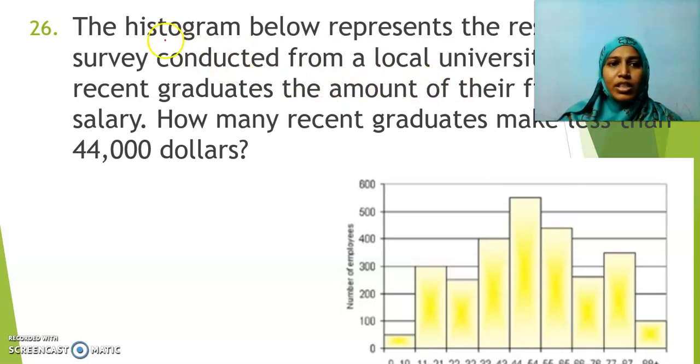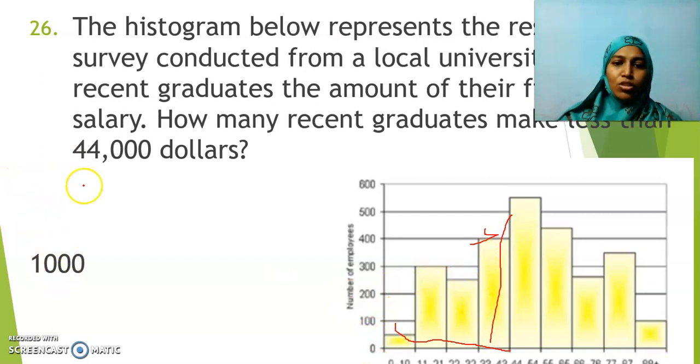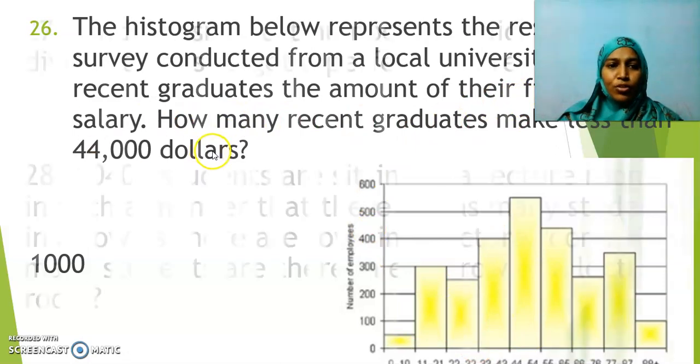Okay. Now the next question is, the histogram below represents the result of a survey conducted from a local university asking recent graduates the amount of their first year salary. How many recent graduates make less than $44,000? This is salary, and here 44,000. Less than 44 is from here to here. This fully, isn't it, up to this? So 400. Then this 250. This 300. Then again 50. If you add up all these heights now, you will get 1000. So 1000 employees get salary less than $44,000.